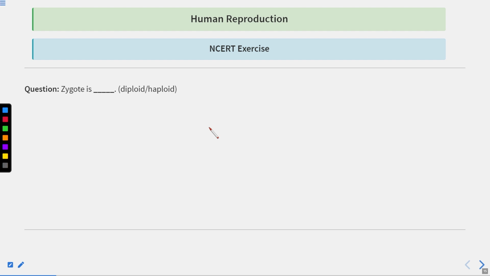Now let's move on to the next question. So next is: zygote is dash. Zygote is diploid or haploid.